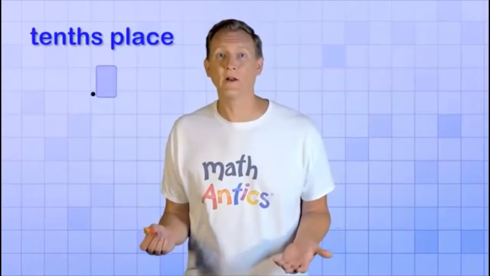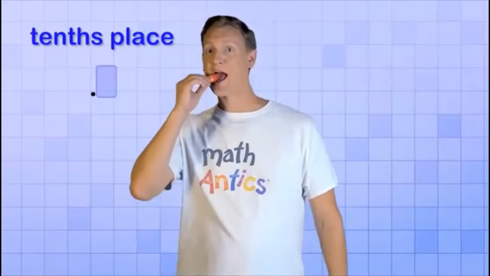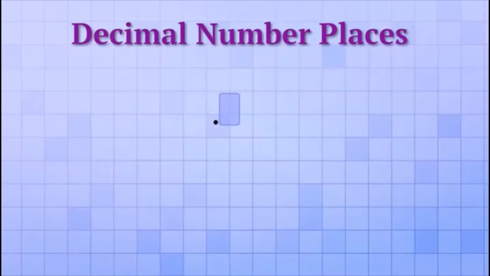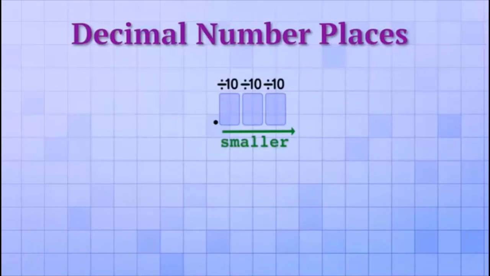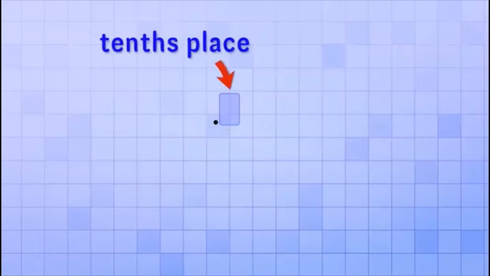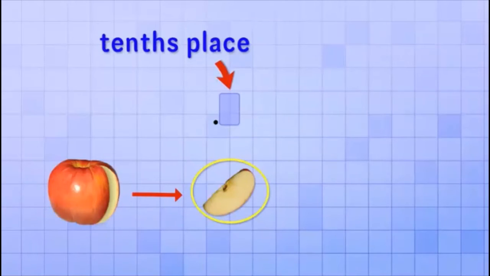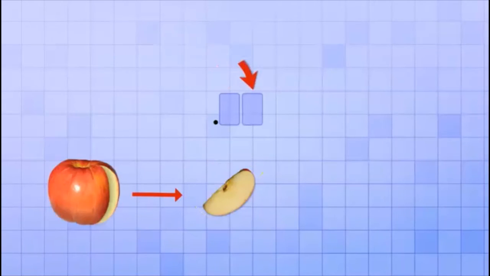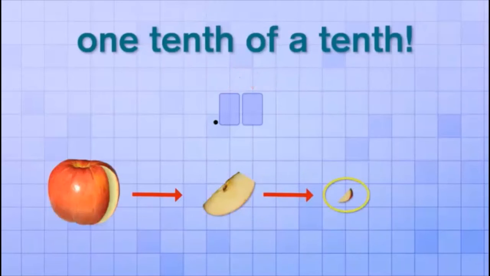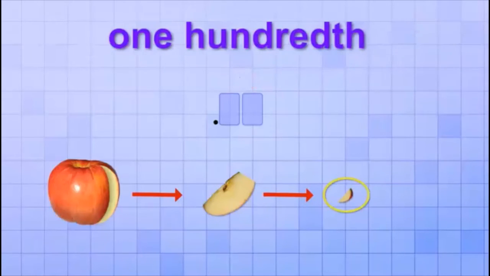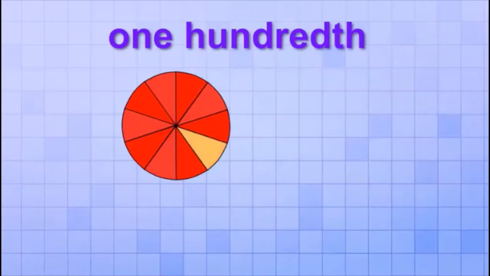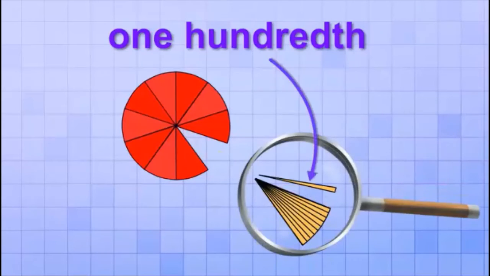But wait, there's more. More decimal number places, that is. The tenths place allows us to count in between the ones. But what if we want to count amounts that are in between the tenths? The decimal number places keep on going to the right, and each time they count amounts that are 10 times smaller than the previous amount. So, if the tenths place counts fractions that are a tenth of 1, then the next number place over will count amounts that are 1/10 of a tenth. 1/10 of a tenth is called 1/100th, and it's the fraction you get if you take a tenth and then divide it into 10 equal parts.